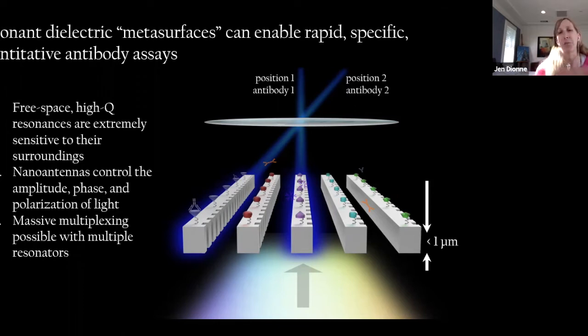So you can beam steer light, or you can create lenses that are ultra thin, in many cases less than a micron thick. And what we're doing is designing these extremely resonant, so high quality factor resonant metasurfaces that will shift their wavelength when an antigen or antibody attaches, and then based upon the intensity at a particular position on the detector, we can massively multiplex the antibody detection.